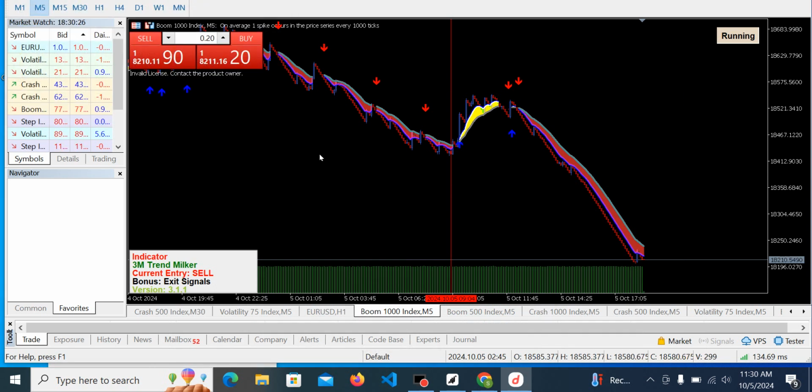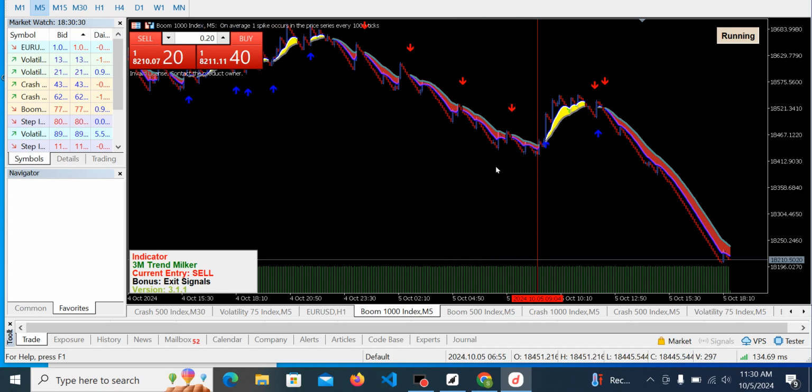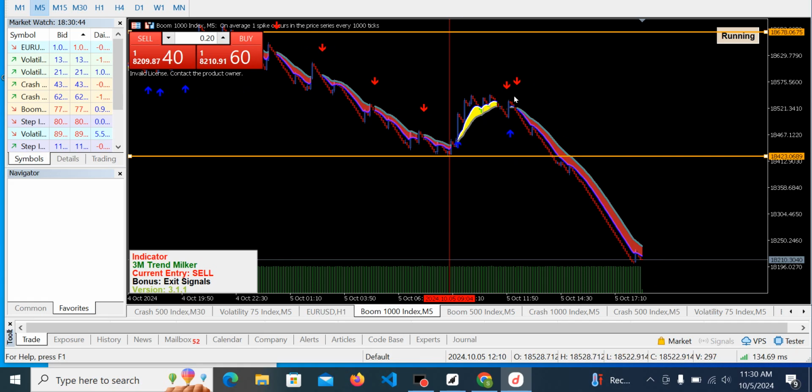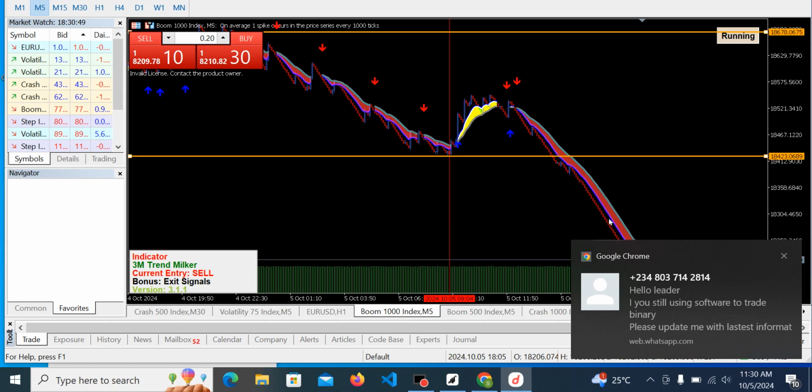Okay guys, this is Boom 1000, and of course guys, I'm on the 5-minute time frame using the 3M Trend Milka trading indicator. This particular asset started a downtrend right from here. It sold till it got to this support zone. It had a pullback, but it didn't go too far away from there, and of course it went back there to break out below that support zone, and it has been selling since then.